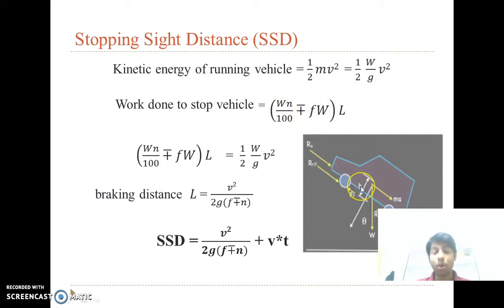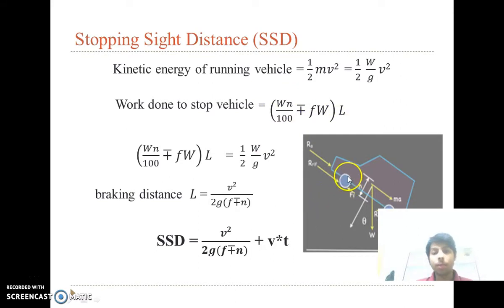Simply, the weight of vehicle on grade is the weight into sine theta. It's the weight component in the direction of vehicle. So friction force in this direction: like if a vehicle is moving upward, then friction force is in downward direction, and the weight of vehicle is also in downward direction. Then we will add the weight and friction forces, and the work done is equal to the force into displacement.